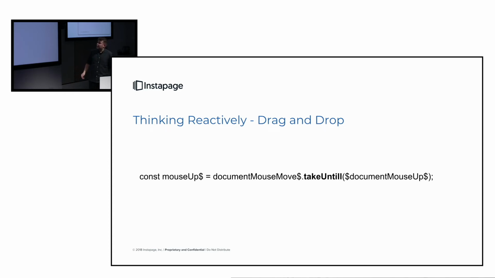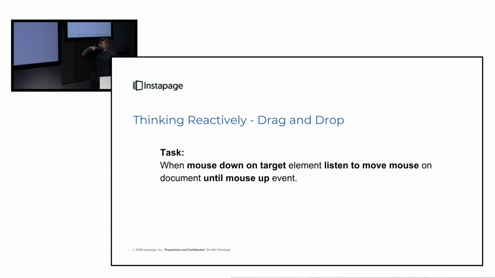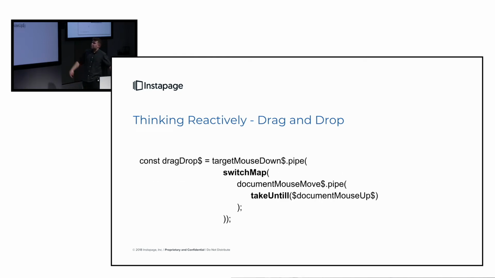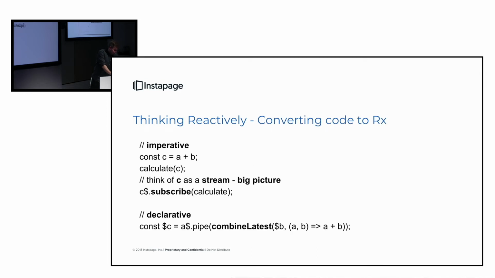Going back to the task, we still need to mouse down on the target. So we just take the first observable we had, and we switchMap, just change the stream of the event. So now after the mouse down, it will be listening for mouse move, but until the mouse up. So that's in 3 lines you can code the whole drag and drop functionality. So I think it's really nice.